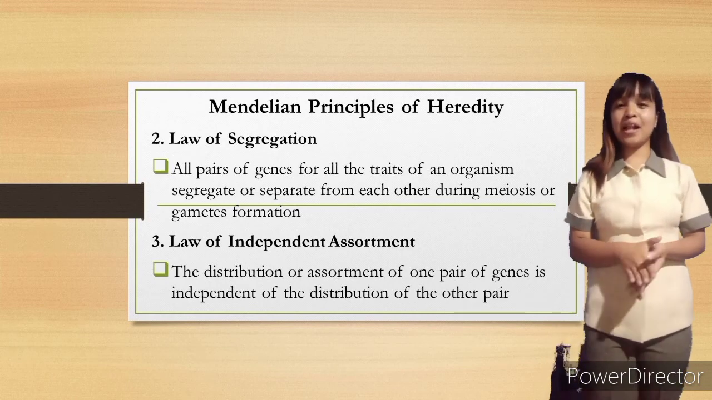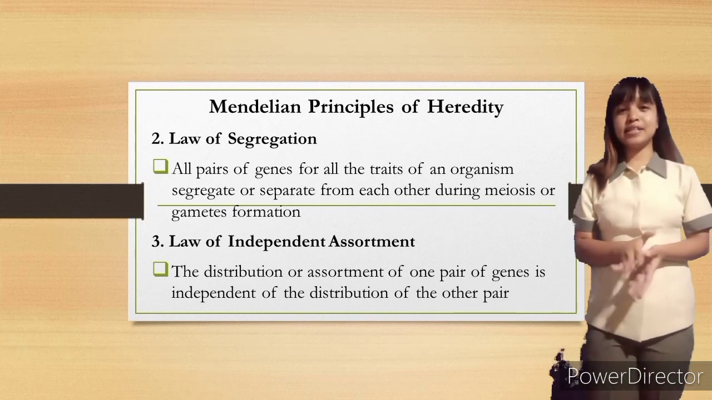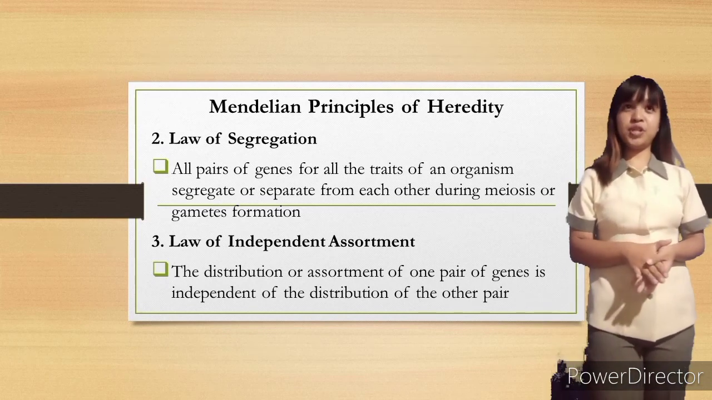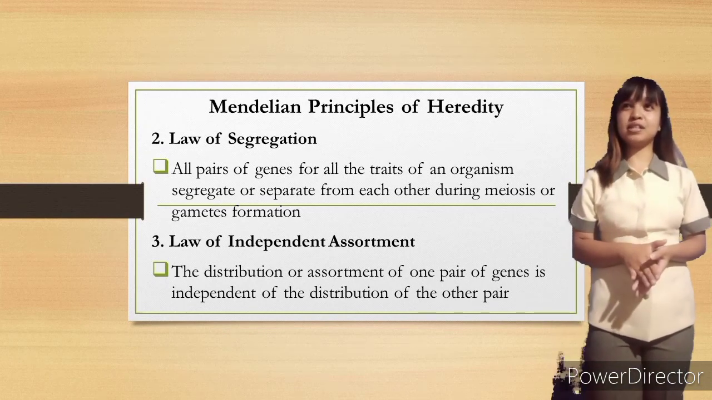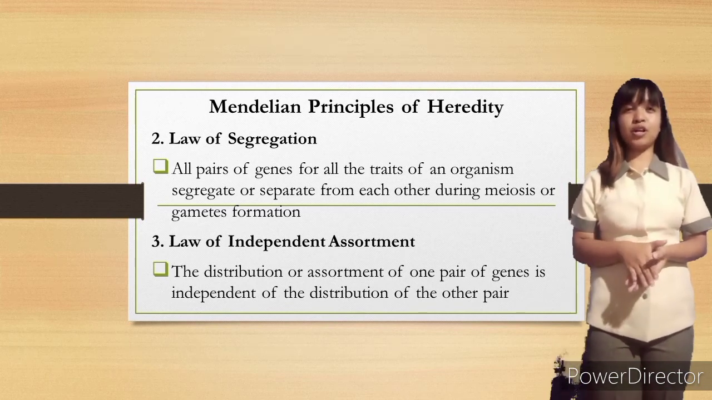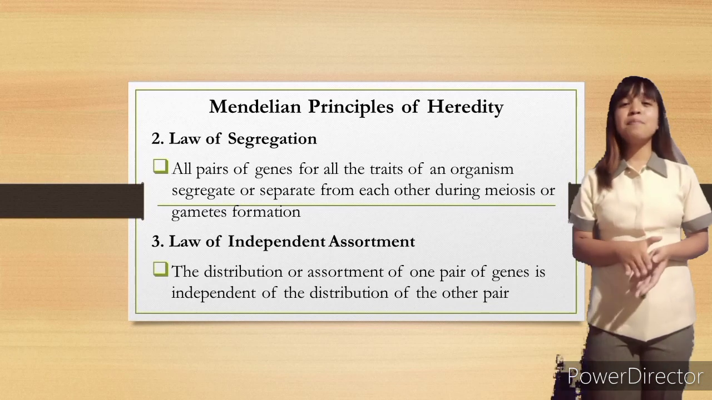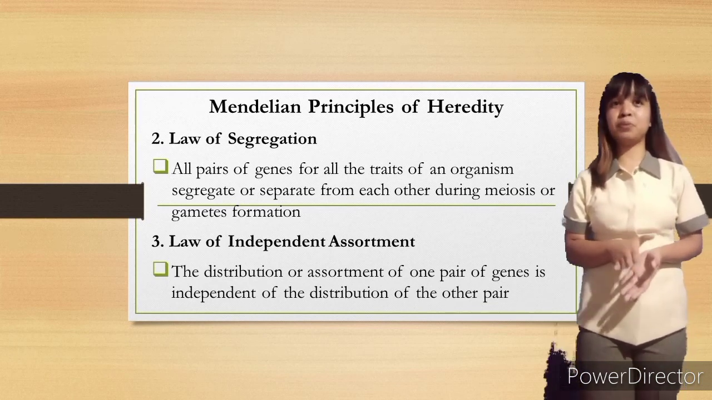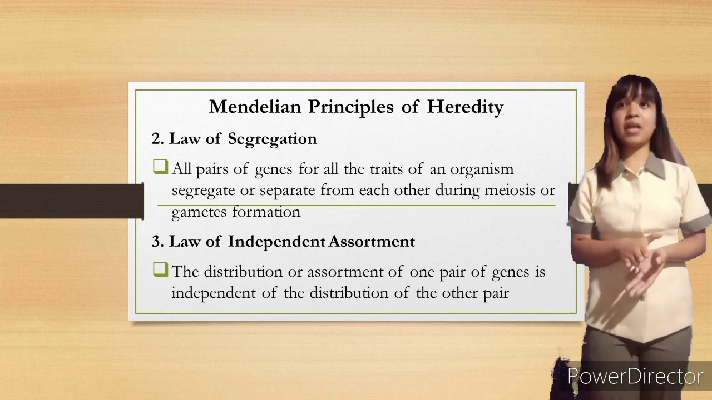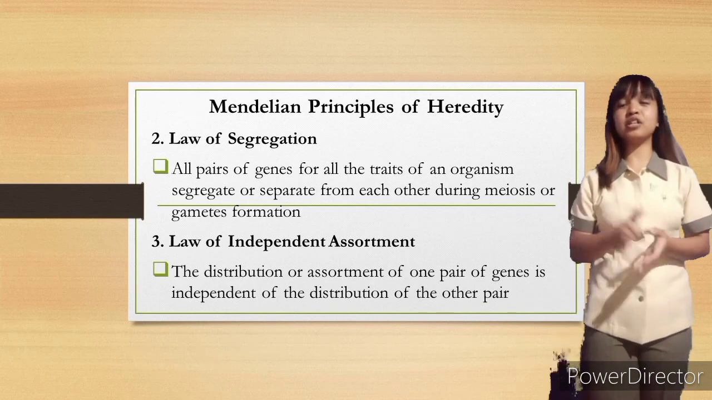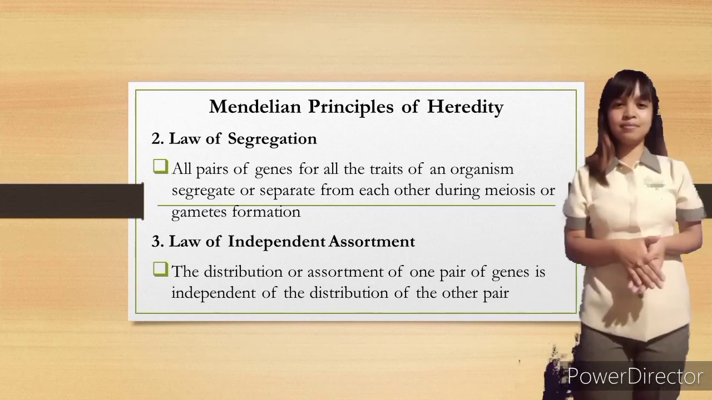The second Mendelian principle of heredity is the law of segregation. It states that all pairs of genes for all the traits of an organism segregate or separate from each other during meiosis or gamete formation. Mendel argued that an organism must inherit one factor from the sperm and one factor from the egg. Thus, a new organism receives one factor for each trait from each parent.